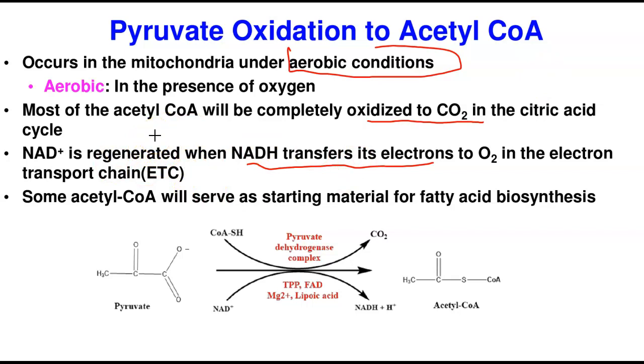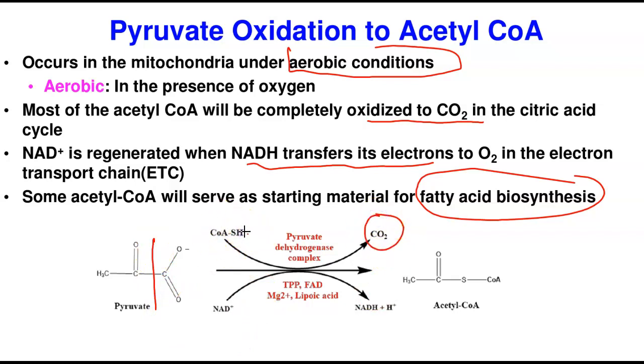And then some of the acetyl-CoA will also serve as a starting material in the biosynthesis of fatty acid. The starting material for the synthesis of fatty acid is acetyl-CoA. So to summarize what happens: pyruvate itself, CoA comes in here. Now this decarboxylation occurs here to remove carbon dioxide, and the coenzyme A will now be attached through the sulfhydryl group to this place to form acetyl-CoA. And the enzyme that does this is the pyruvate dehydrogenase complex.